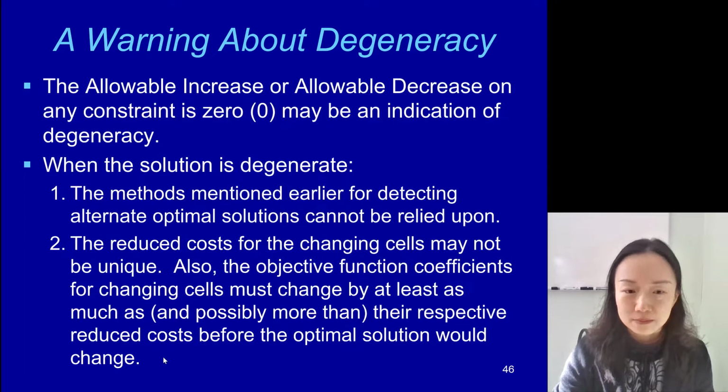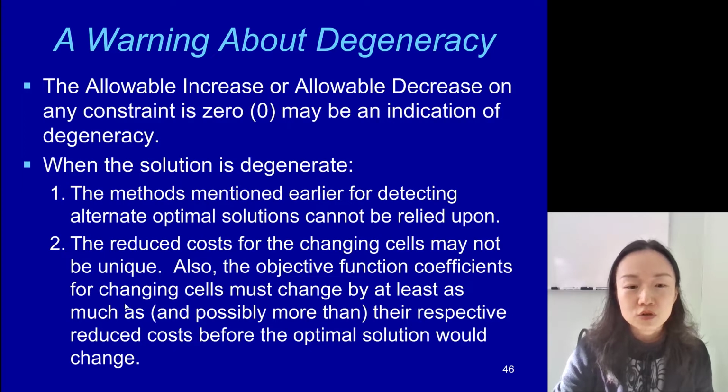So what does that mean? When two people solve the problem and generate the sensitivity report, you may get two different sets of values for the reduced cost for those decision variables. Okay, because they are not unique.